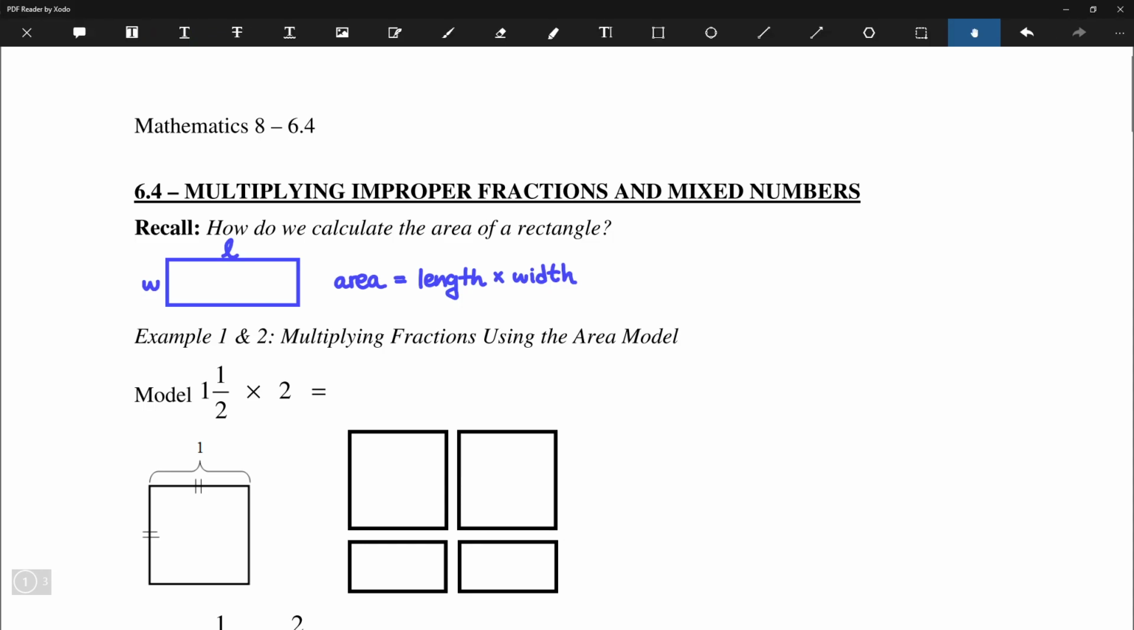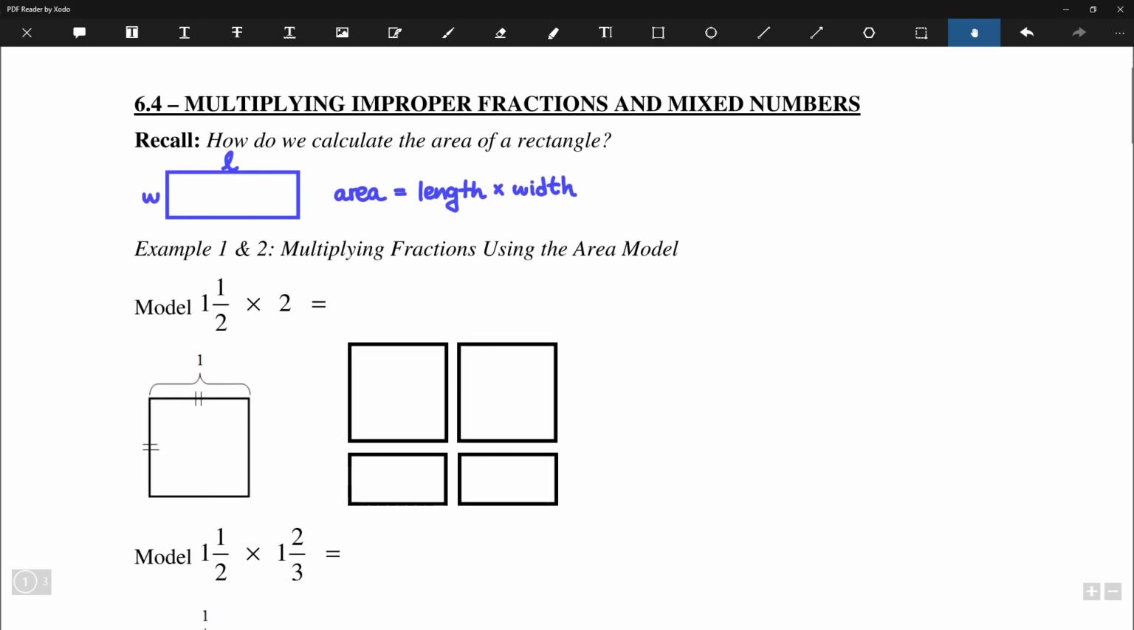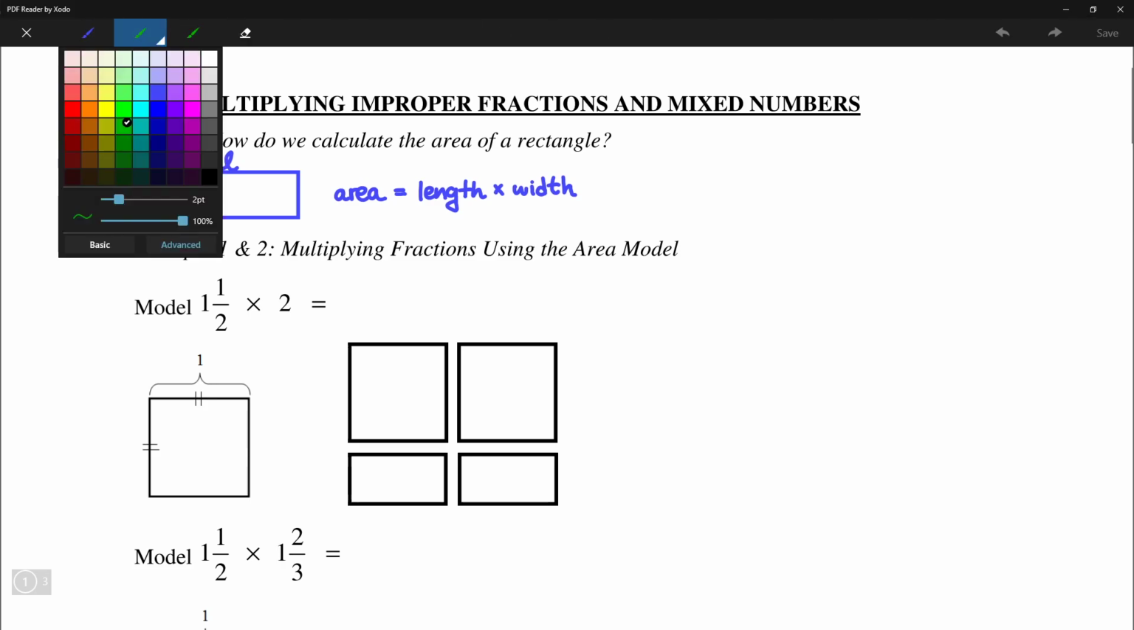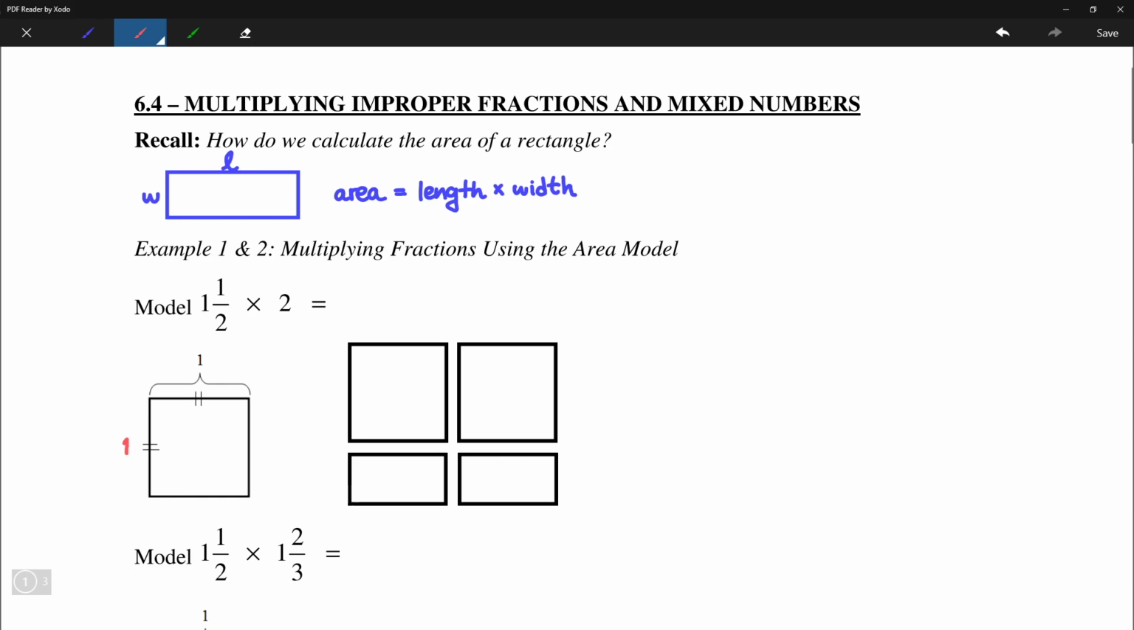So let's look at this first example. We are looking at 1.5 multiplied by 2. The square on the left has an area of 1. It is 1 by 1. And on the diagram on the right, we have a length of 2. That's 1 and 1, which added together makes 2. And a width of 1.5. So here we have 1 and then 1/2.